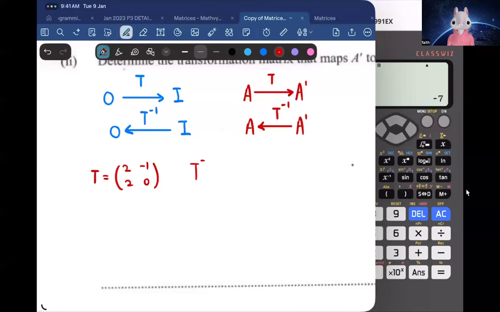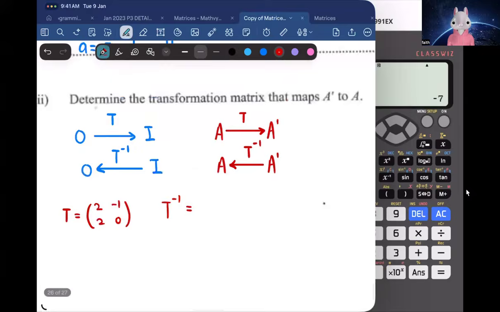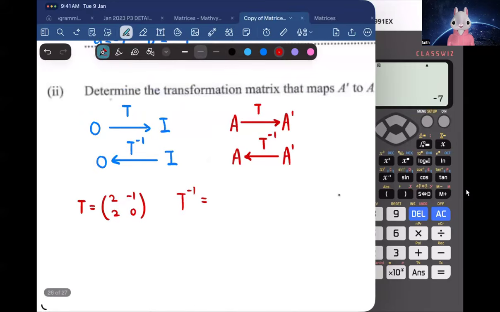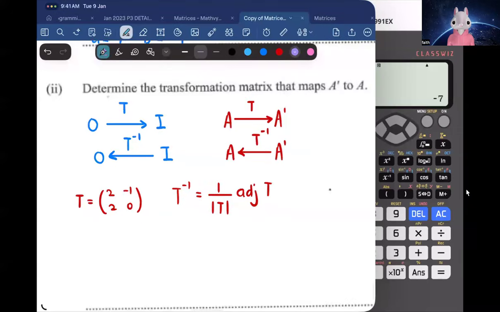The inverse of A is equal to 1 over the determinant of A times the adjoint. You're saying it correctly, but you're saying it for the adjoint. This is T. So the inverse of T is 1 over the determinant of T times the adjoint of T, right.